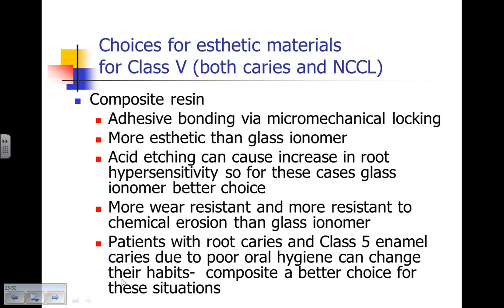We also, for class 5 with aesthetic materials, whether it be caries or a non-carious cervical lesion, we can use a composite. Composites are placed with a minimally invasive design through adhesive bonding via micromechanical locking to the etched enamel and the etched dentin. It's our most aesthetic direct restorative material, far more aesthetic than glass ionomer. One problem, though, is when we're acid etching, we can cause an increase in root hypersensitivity. So for these cases, glass ionomer may be a better choice for patients with broad areas of dentinal sensitivity on the root surface.